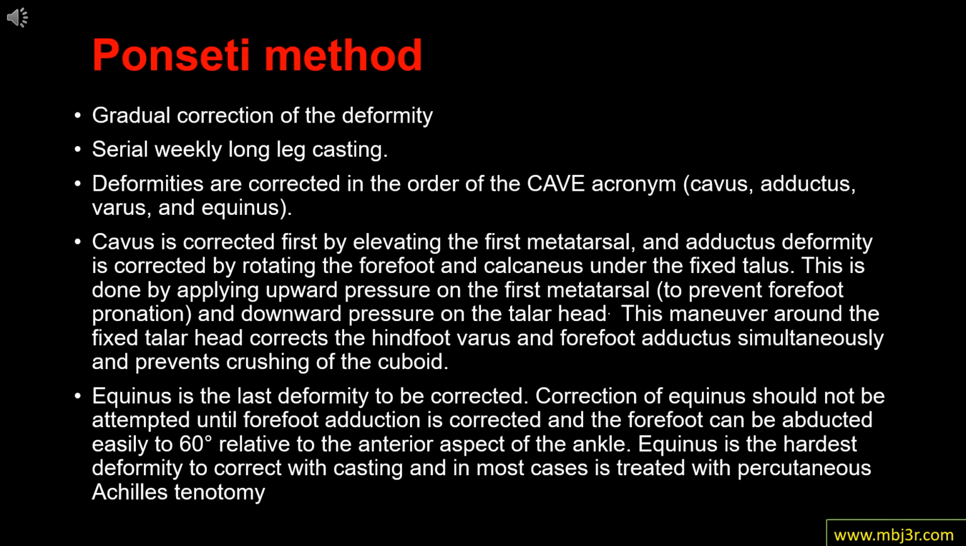Cavus is corrected first by elevating the first metatarsal, and adductus deformity is corrected by rotating the forefoot and calcaneus under the fixed talus. This is done by applying upward pressure on the first metatarsal to prevent forefoot pronation and counter pressure on the talar head. This maneuver around the fixed talar head corrects the hindfoot varus and forefoot adductus simultaneously and prevents crushing of the cuboid.